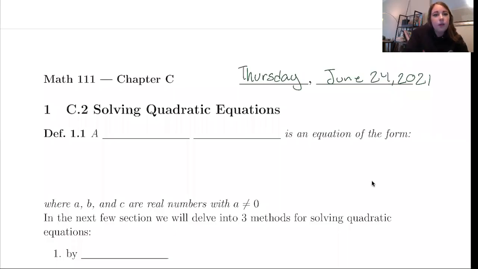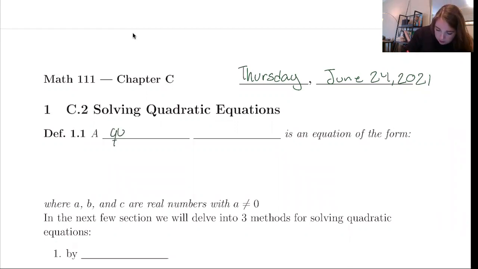Alrighty, so now we are on to section C.2, solving quadratic equations. In C.1, we learned about linear equations and power equations. Now we're expanding upon that, kind of combining the two, if you will, to solve quadratic equations. So if you're thinking, what's a quadratic equation? Good question, we're about to figure that out.